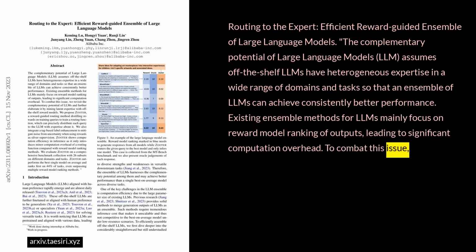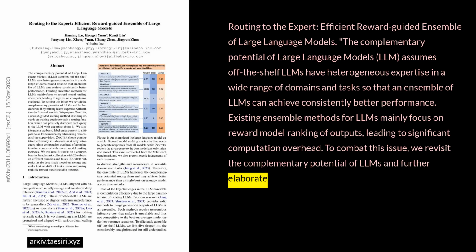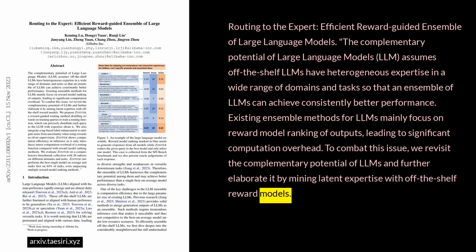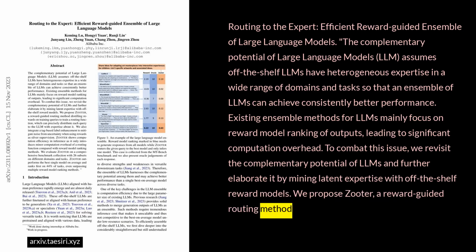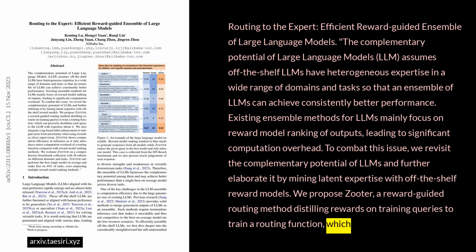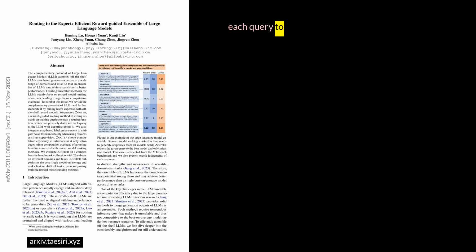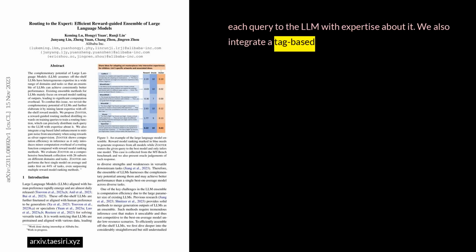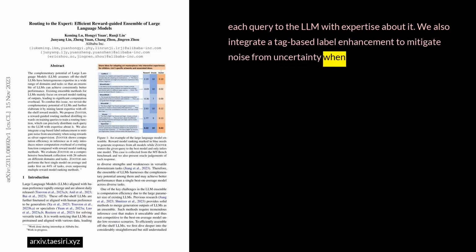To combat this issue, we revisit the complementary potential of LLMs and further elaborate it by mining latent expertise with off-the-shelf reward models. We propose Zooter, a reward-guided routing method distilling rewards on training queries to train a routing function, which can precisely distribute each query to the LLM with expertise about it. We also integrate a tag-based label enhancement to mitigate noise from uncertainty when using rewards as silver supervision.